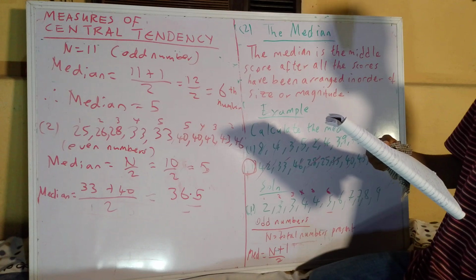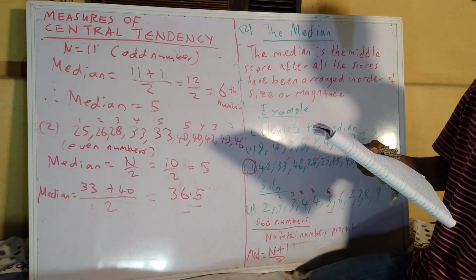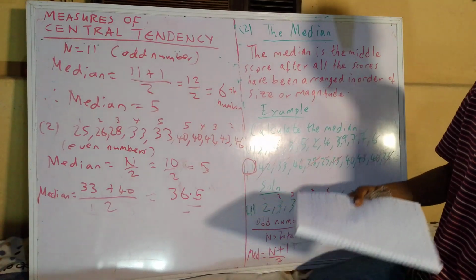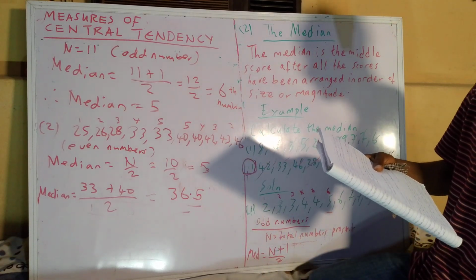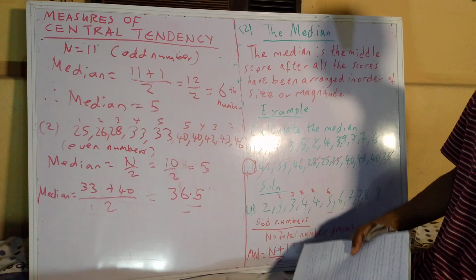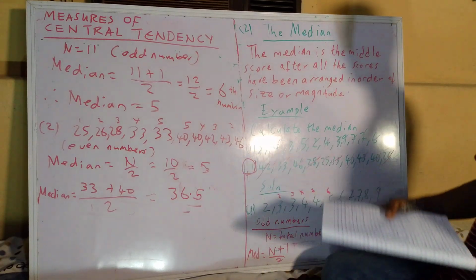Three, it is best used when there are outliers or deviant values. It is the best measure of central tendency to use when there are outliers or deviant scores.